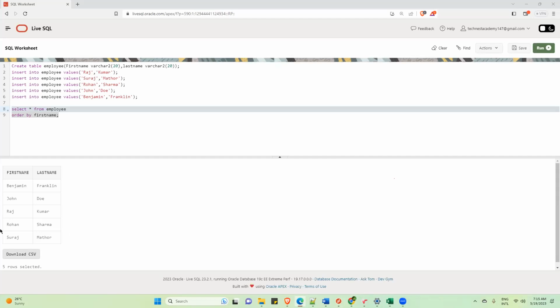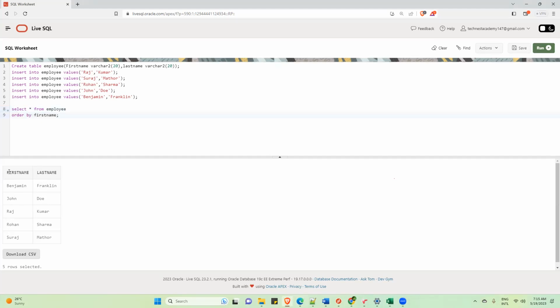Now you can see the table is sorted by first name; ignore the last name for the time being. Is this sorted based on the first name? Yes. First you have Benjamin, B, J, then R, and S, right? Clear? Okay. Is this sorted in ascending order or descending order?